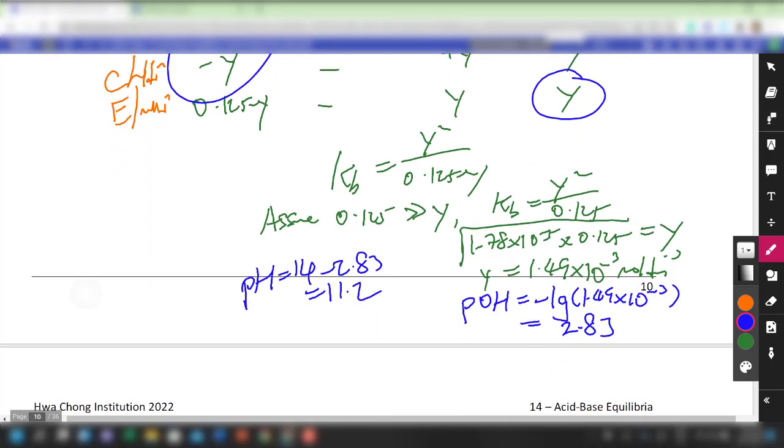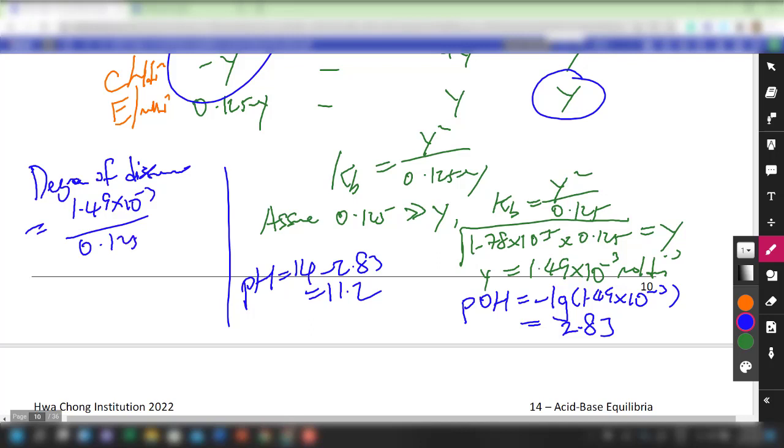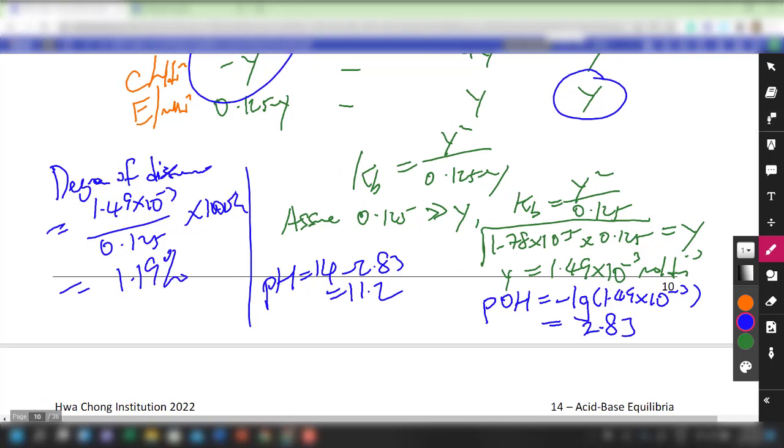Okay, so I'll just write the working over here. So degree of dissociation would be equals to, sorry, where is it? 1.49 times 10 to the power minus 3 divided by 0.125 multiplied by 100%. So I'm going to get 1.19% as the degree of dissociation.